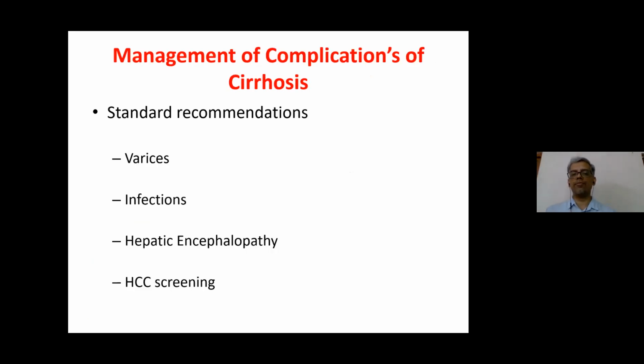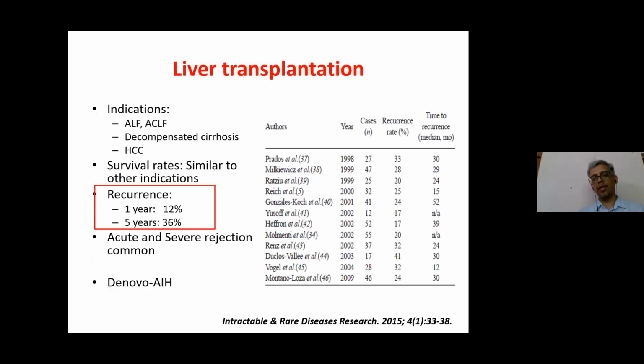The management of complications of cirrhosis, such as varices, infections, hepatic encephalopathy, and hepatocellular carcinoma screening, is no different from any of the rest of the recommendations. So I'll not dwell upon all these complications. Important to talk about is liver transplantation. The indications remain the standard. Patients with acute liver failure, acute and chronic liver failure, and hepatocellular carcinoma should be considered for transplantation. These patients, when they undergo transplantation, have similar survivals to other indications.